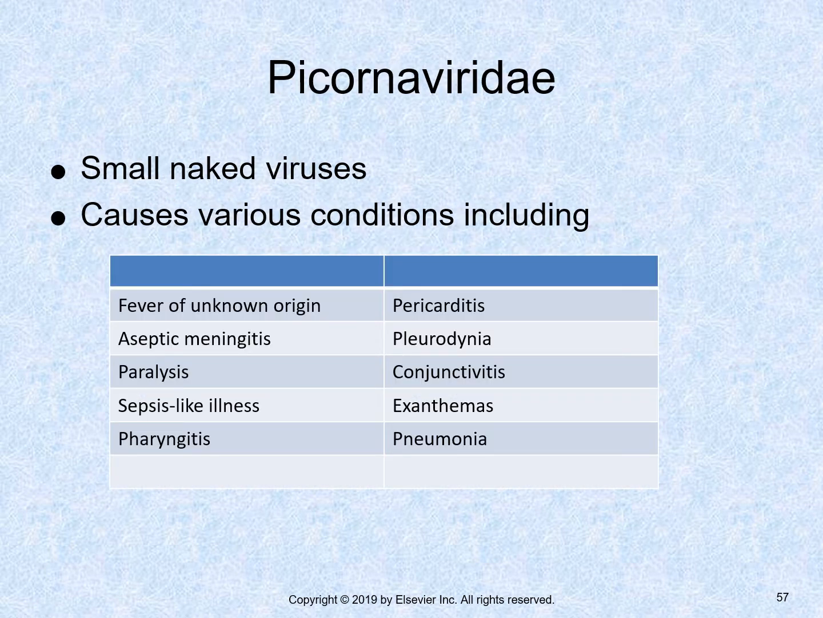Picornaviridae is one of the largest families of viruses with more than 280 members. It contains many important human and animal pathogens and causes various conditions. Picornaviridae are small naked viruses that cause conditions such as fever of unknown origin, aseptic meningitis, paralysis, sepsis-like illness, pharyngitis, pericarditis, pleurodynia, conjunctivitis, skin conditions, and pneumonia.